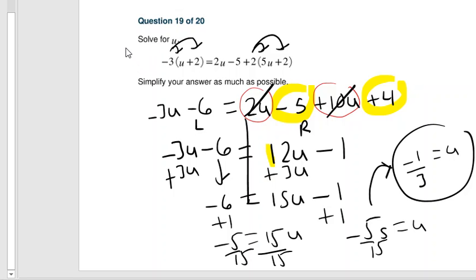Your ALEKS assignment is to do the solving equations with the variable on both sides. There are 20 questions. That is your assignment for today. And then your assignment for Thursday will be solving equations with the variable on both sides, number 2. And I will make you a video and post it on Thursday.